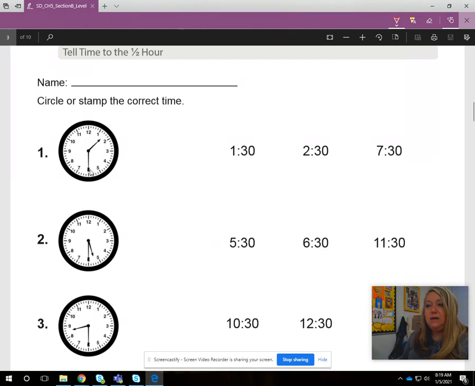So first I'm going to look, and I notice that my long hand is pointing to the 6, so I know that it's a 30, right? It's 30 minutes. It's half an hour, okay? So now I just need to find out which number my little hand, oh, it hasn't quite reached the 2 yet, so it's going to be 1:30. So I'm going to circle the 1:30, okay?